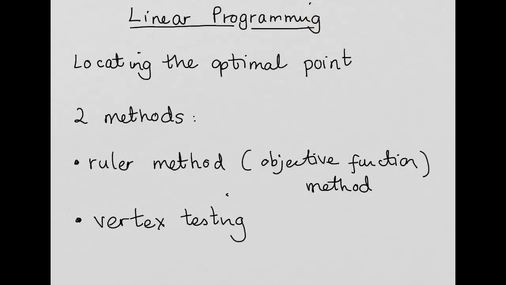Now, to find the optimum point, there's two different methods, ruler method and vertex testing method. I'm going to show you both today. I haven't really got a preference. The examiners normally tell you which one to use, to be honest. Ruler method tends to be a bit quicker. I find vertex testing just quite easy, to be honest, if a little tedious.